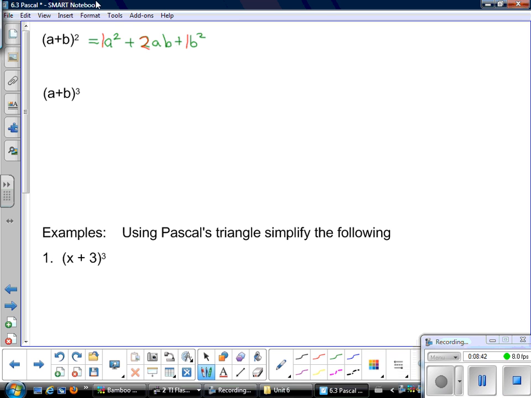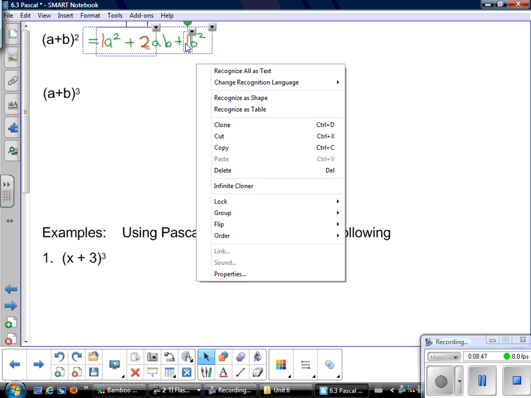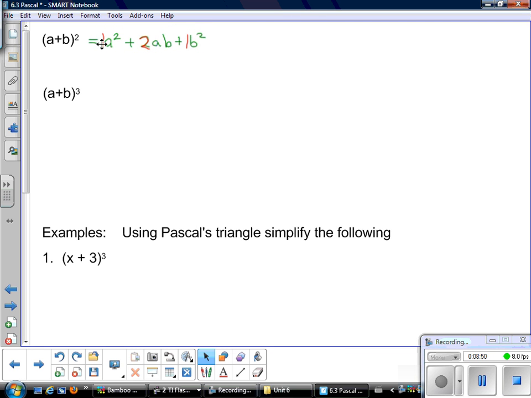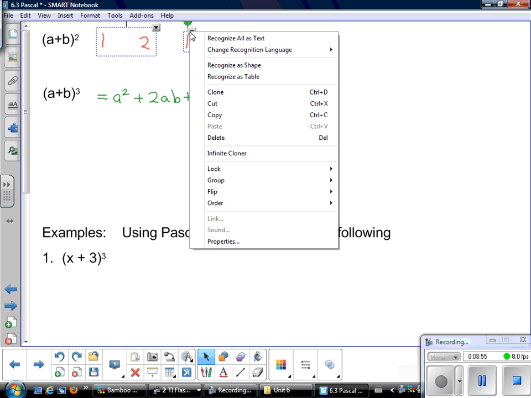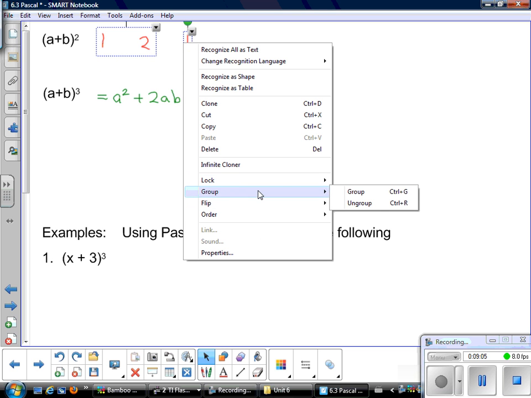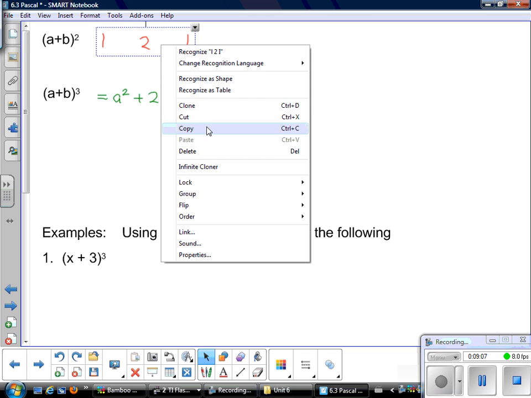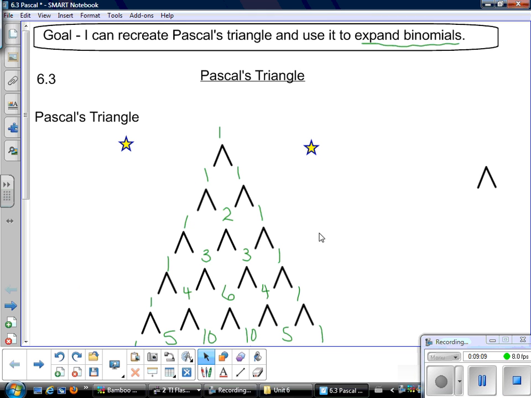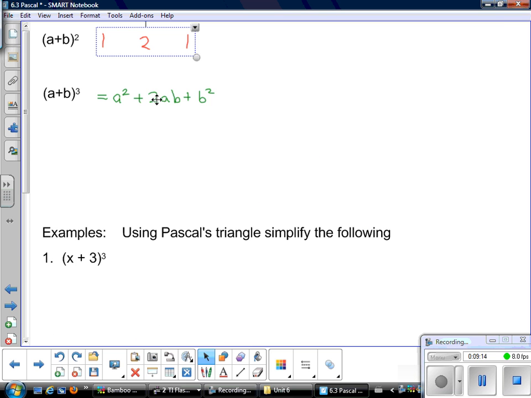Now what I'm going to do is just bring out those. I just want the 1, 2, 1. I'm going to group it, copy, and put it over here for a second. I'm going to paste it. And this one I'm just going to put back where we had it, so it hasn't changed.